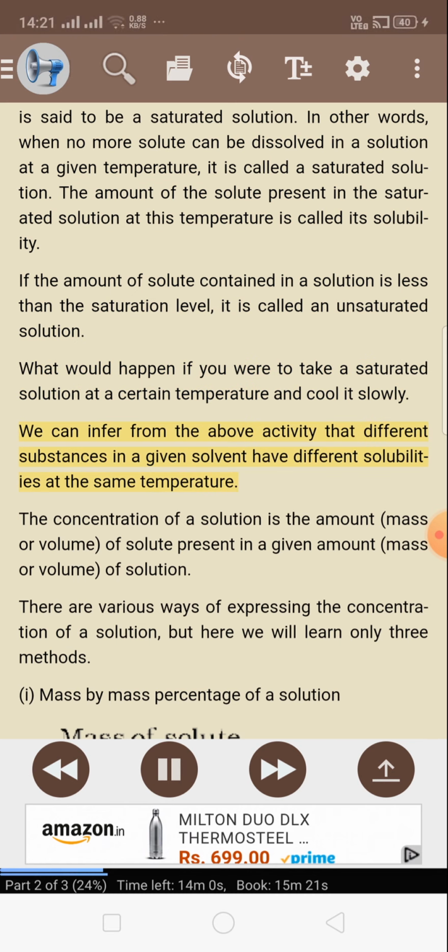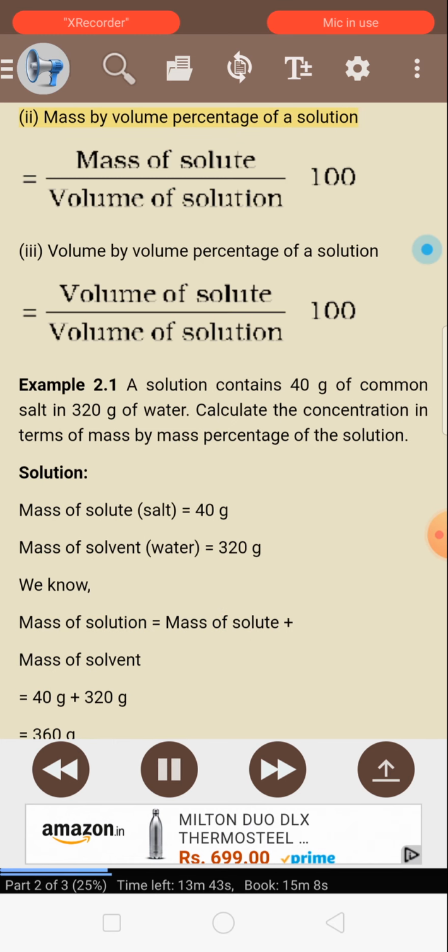We can infer from the above activity that different substances in a given solvent have different solubilities at the same temperature. The concentration of a solution is the amount (mass or volume) of solute present in a given amount (mass or volume) of solution. There are various ways of expressing the concentration of a solution, but here we will learn only 3 methods. I. Mass by mass percentage of a solution. II. Mass by volume percentage of a solution. III. Volume by volume percentage of a solution.